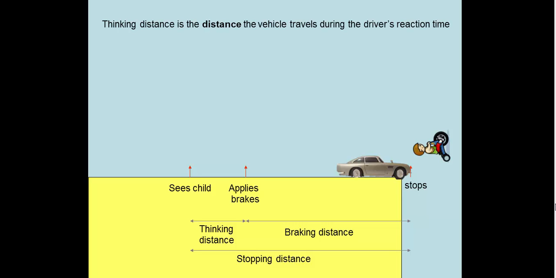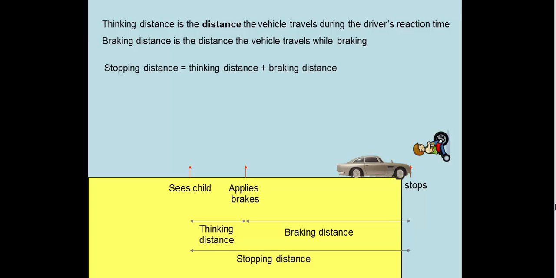The thinking distance is the distance the vehicle travels during the driver's reaction time. It is not the reaction time. Thinking distance is a distance. This question is regularly incorrectly answered. The braking distance is the distance the vehicle travels while braking. The stopping distance is the thinking distance plus the braking distance.